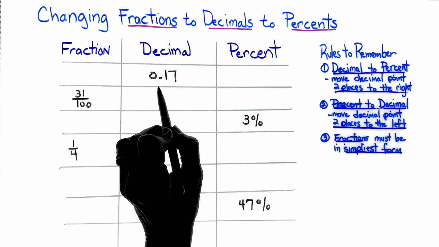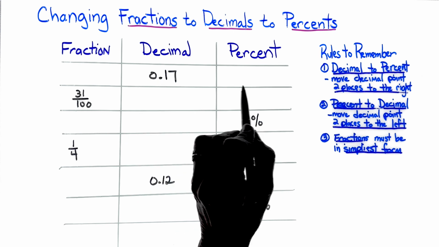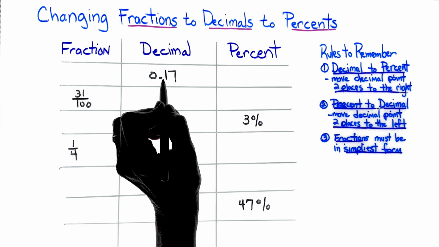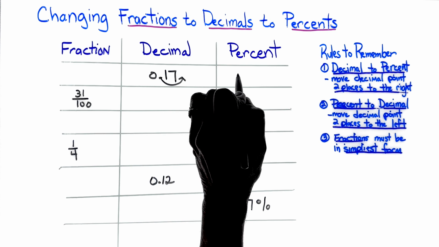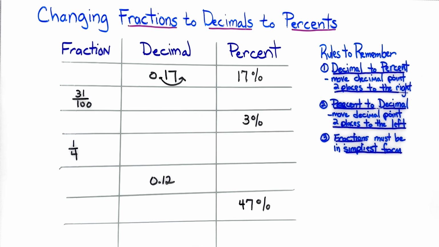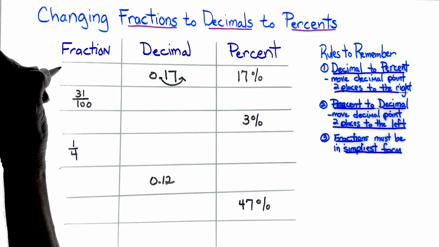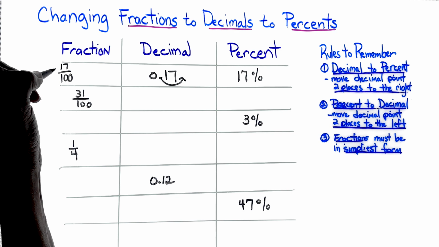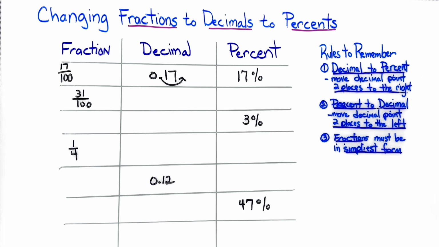So for the first one, we have 17 hundredths. That is our decimal. Well, rule number 1 says when you're going from a decimal to a percent, we're moving over 2 decimal places. So that is actually 17%. And notice I said, as I'm reading that properly, it's 17 hundredths. And I know 17 is a prime number, so that actually is my fraction in simplest terms. Let's look at the next one.